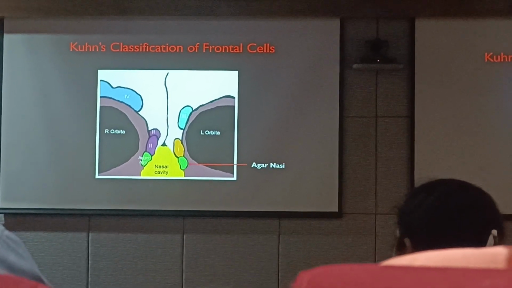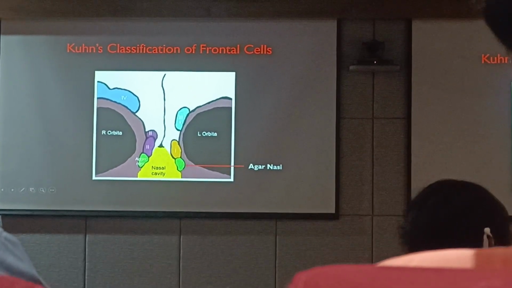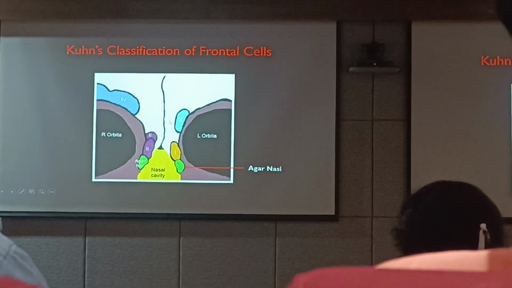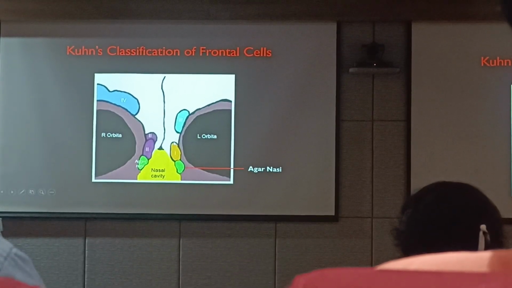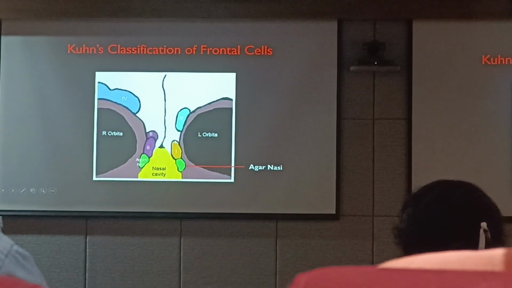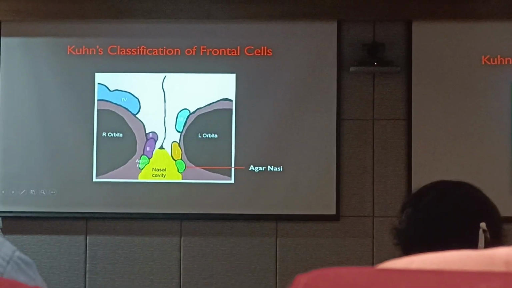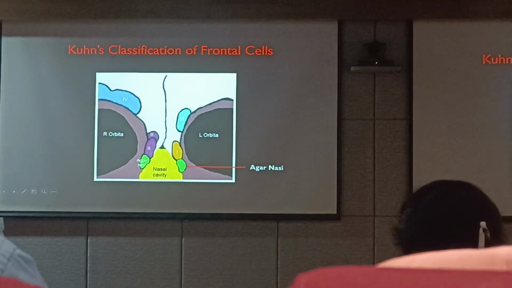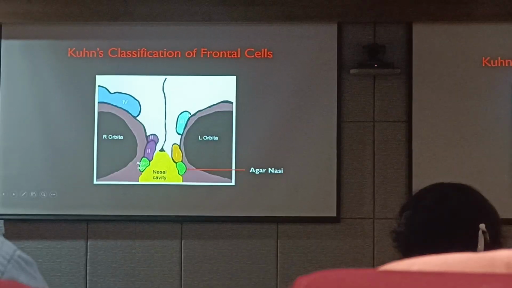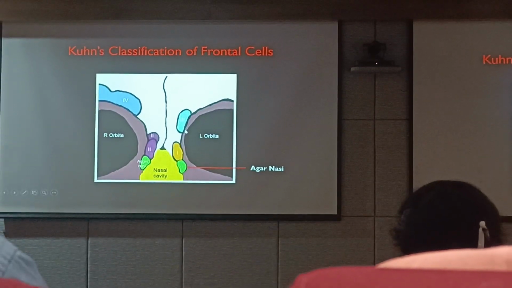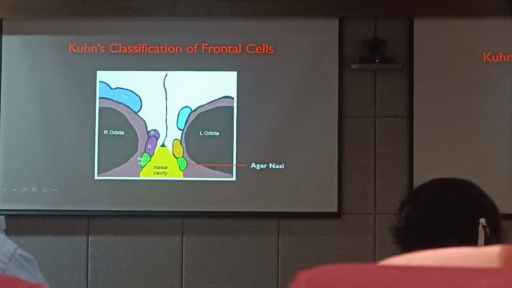Okay, this is the advantage. And if you have a Kuhn type 3, you have to go into this area, but you will require a wider area. Your suction will not be able to reach this Kuhn type 3. So then you would require something like a 2B and then put an instrument in, curette, and then take this down. This you will not be able to do endoscopically.